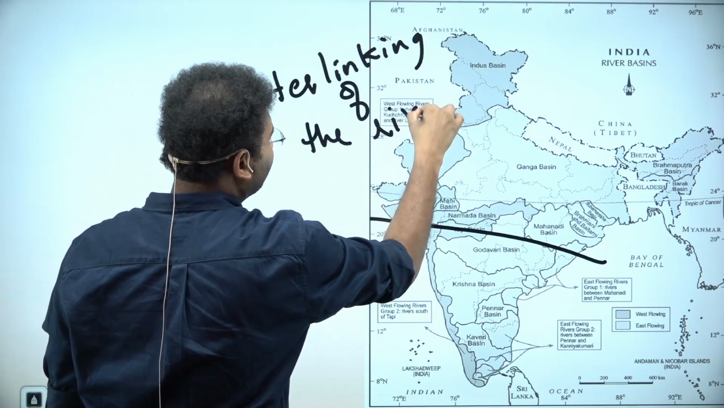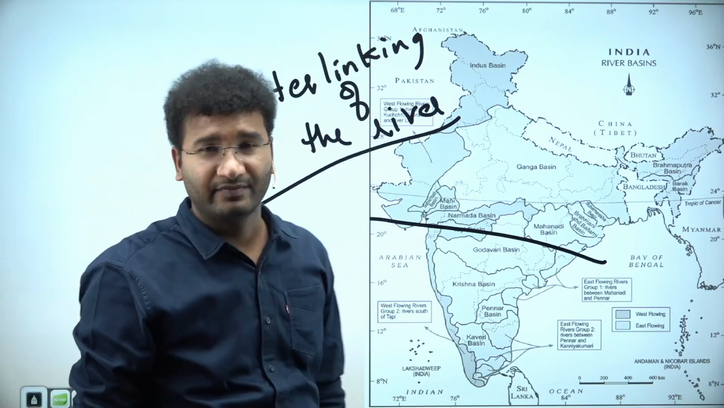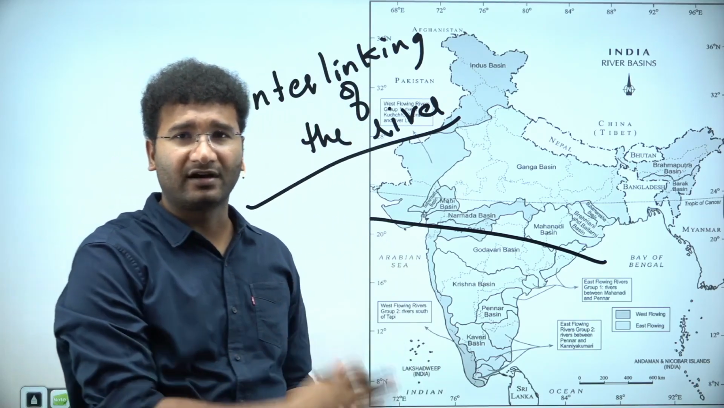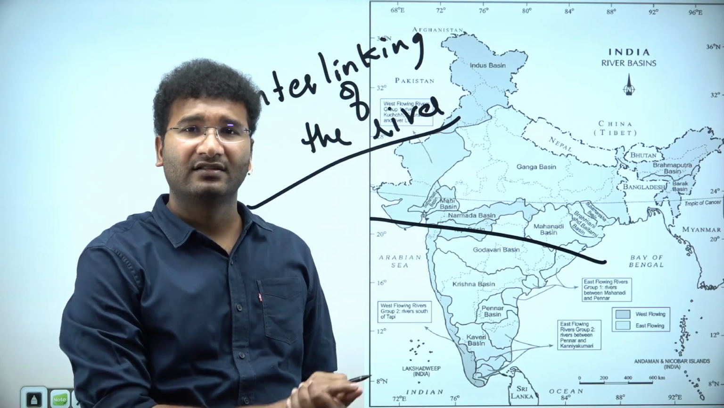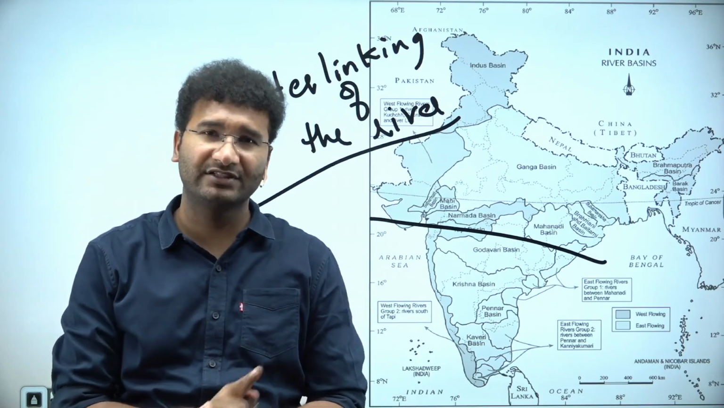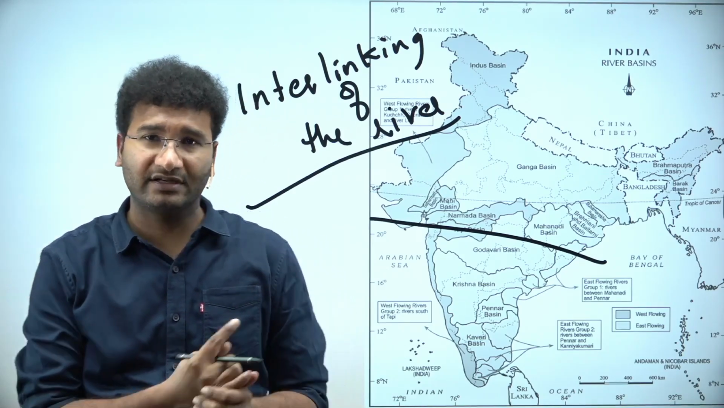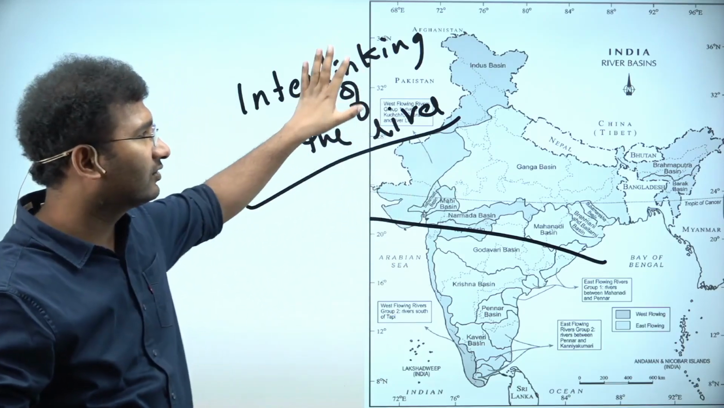And all the data that is given in your NCERTs is outdated, right? You have to do it from the current affairs itself. So that's why this is one component that you need to remember, which is not there in the NCERT, but still I'm going to tell you this. What is the interlinking of rivers project?